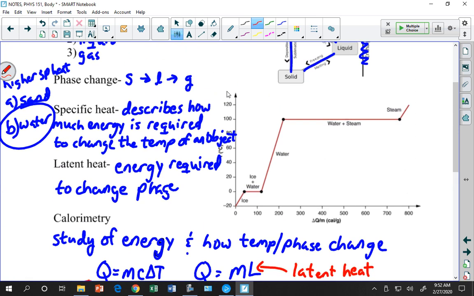So this is a phase change diagram, and what it shows you on the y-axis is the temperature, and over here it shows the amount of energy. This is actually the amount of energy per unit mass. But the point is that down here, I'm putting energy. As I move from left to right, the amount of energy that I'm putting into this system is increasing. And then on the y-axis, as you might expect, as I put more energy in, my temperature increases.